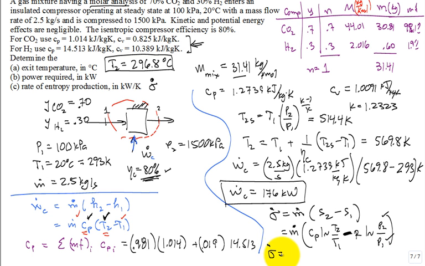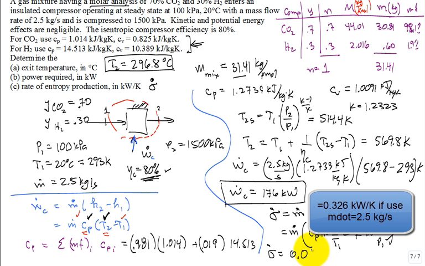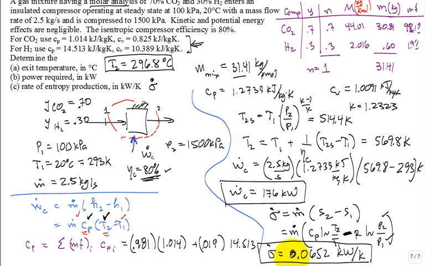Sigma dot, when you substitute the numbers, 0.652 kilowatts per Kelvin. True? How many significant digits is that number represented to? 3 or 4. One is incorrect and one is correct. It's 3 significant digits. Okay.